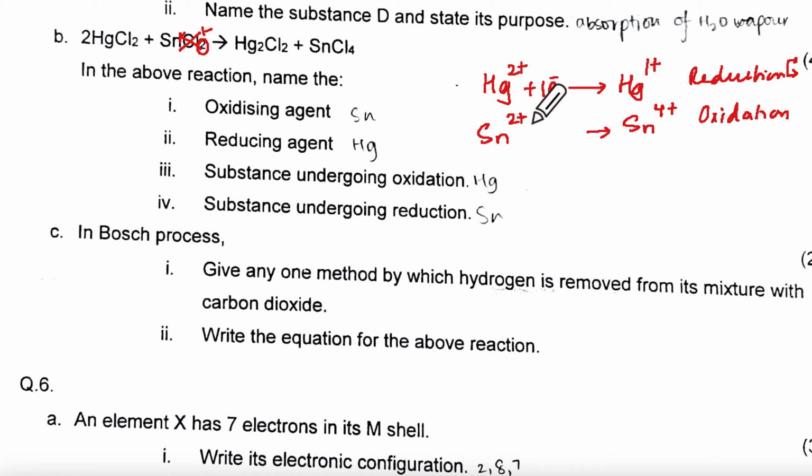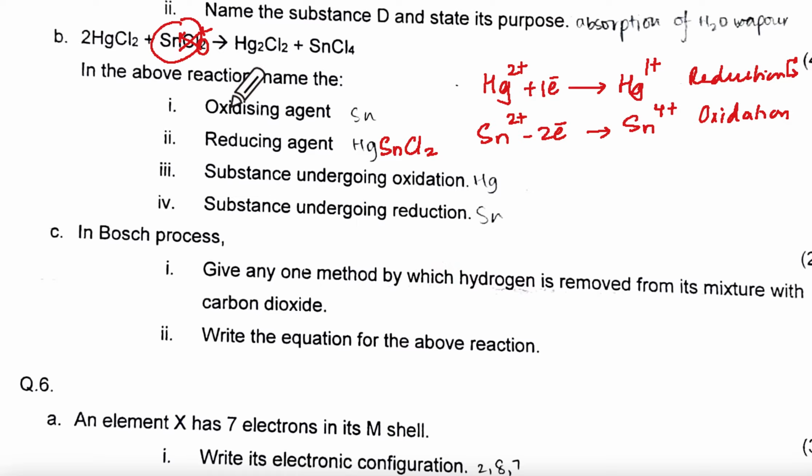And earlier 2 valencies were showing up, 2 protons. Now 4 protons are there. That means 2 electrons have been lost. So loss of electron means oxidation. So Hg2 plus has got reduced because of this. So this is the reducing agent. What is the reducing agent? SnCl2 is the reducing agent.